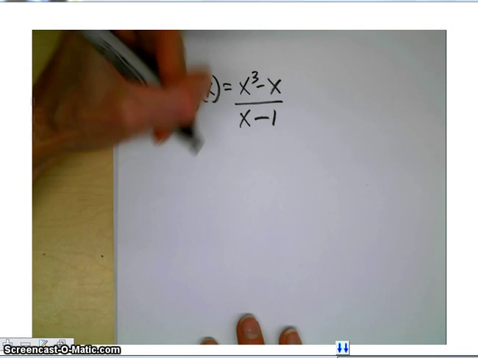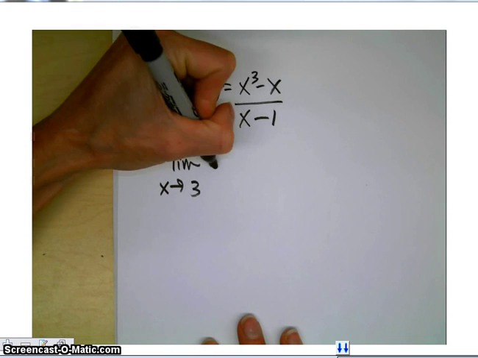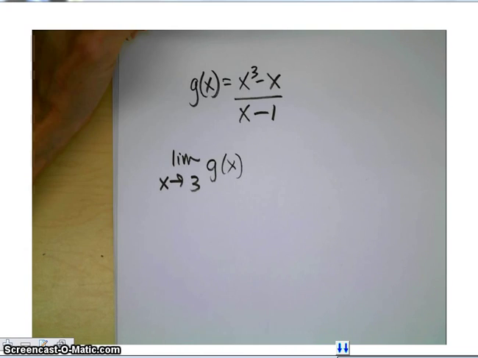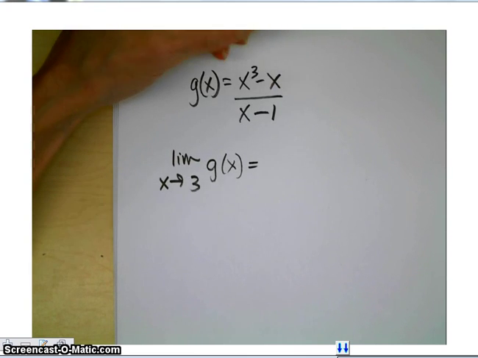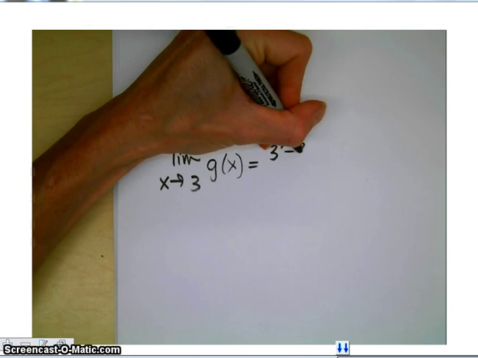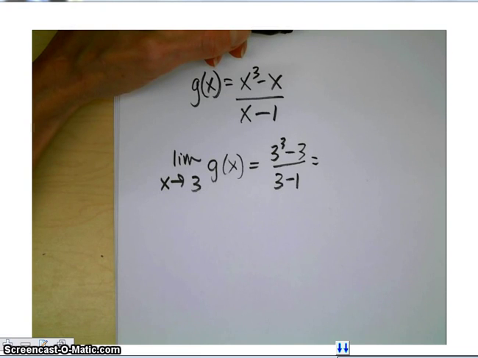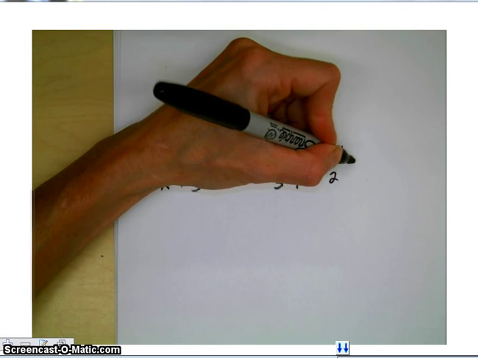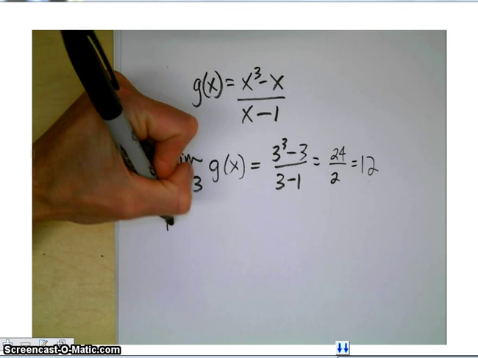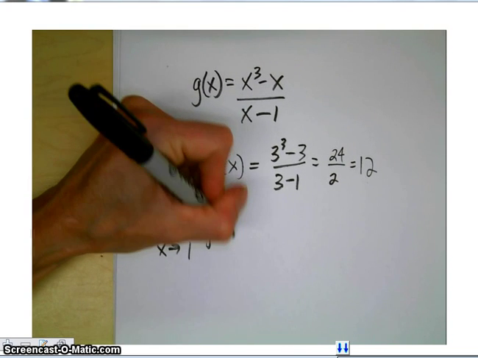So let's say I wanted to find the limit as x goes to 3 of g of x. Could I do that? Yeah. Okay, how? Plug 3 into x. And what would I get on top? 24. 24 divided by, and that would equal, okay, so that's easy. So what if I wanted to find the limit as x goes to 1 of g of x?